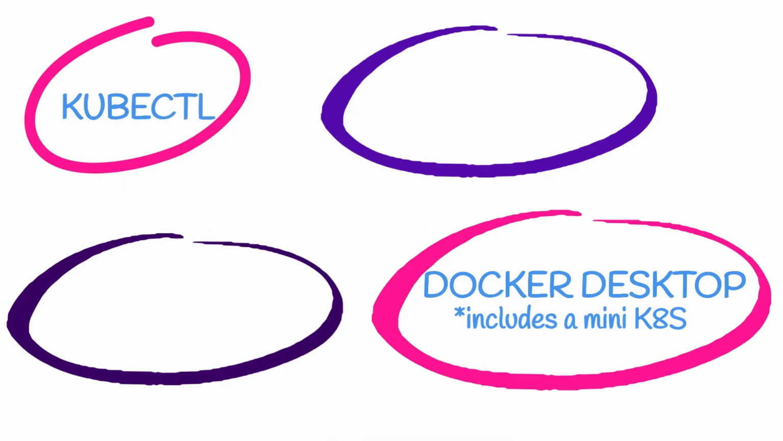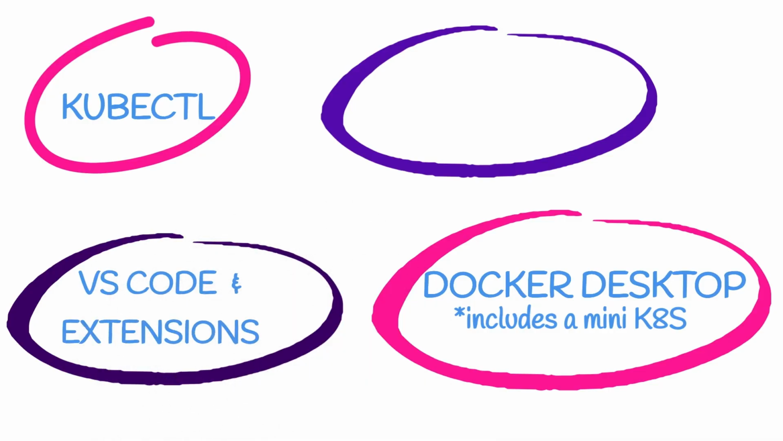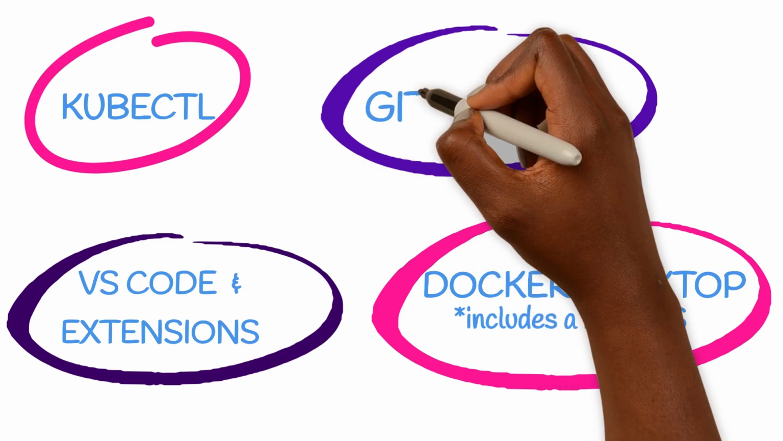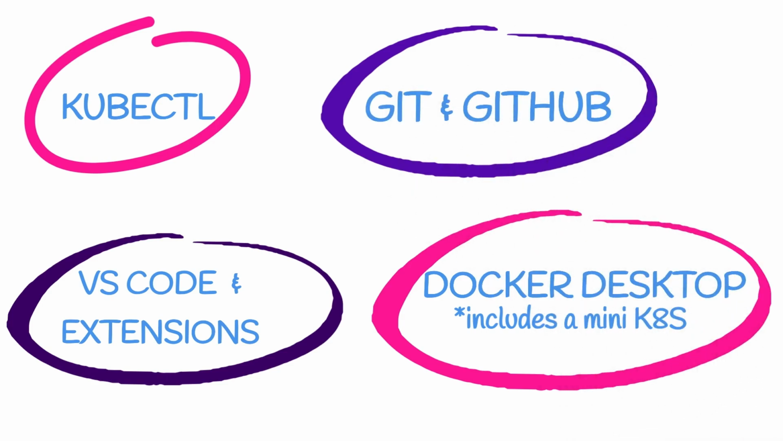kubectl is the remote control for your Kubernetes. It uses commands that you will type into your computer's terminal. Visual Studio Code, or VS Code, is a powerful, free text editor specifically designed for writing computer code. We'll add extensions to make it understand Kubernetes better. Git helps you track all of the changes made to your code. It's an essential part of managing projects. GitHub is a website where you can store your Git projects online. It's great for sharing projects with others and for collaborating.